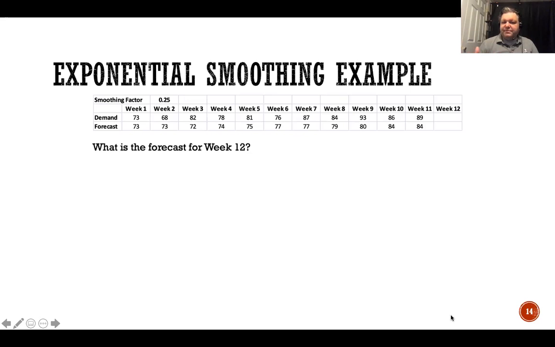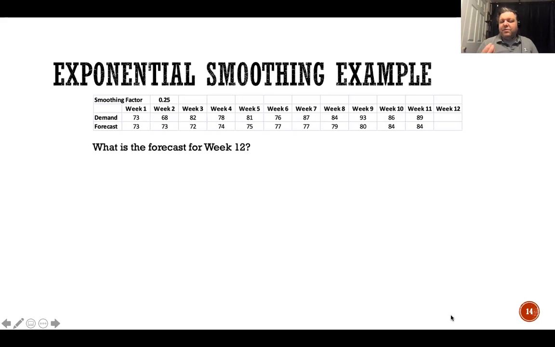There's a lot of variation. Note for the forecast, there's not a lot of variation. Again, it's smoothed out because of that coefficient. So 73, 73, 72, 74, 75, 77. It moves, but it moves much more slowly than the demand does. The demand is much more sporadic. And again, because we have no control over the demand, but we can control the forecast.